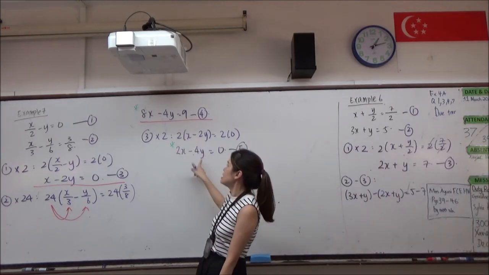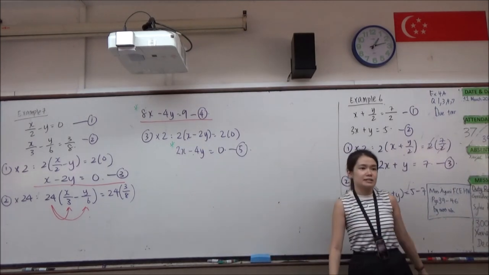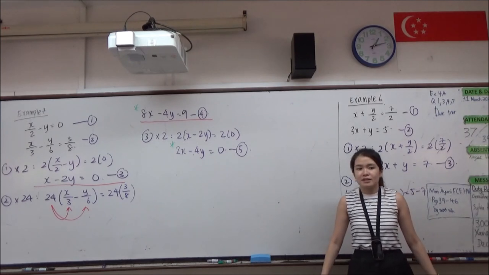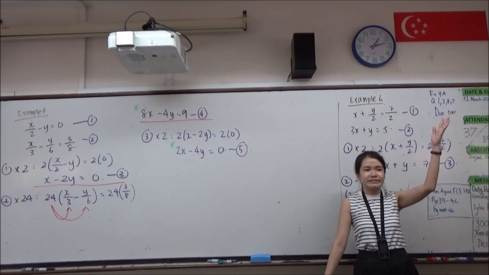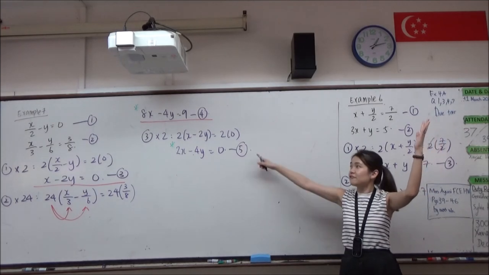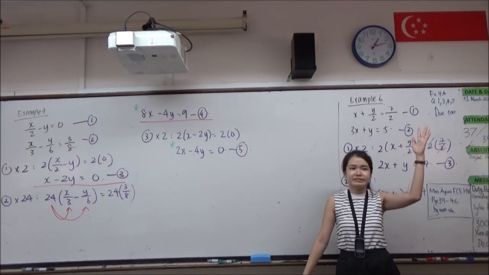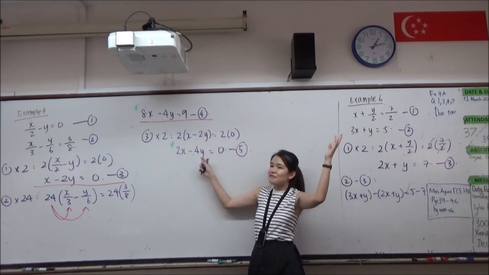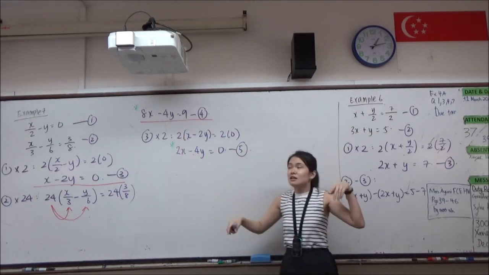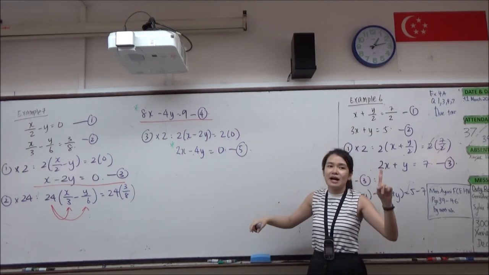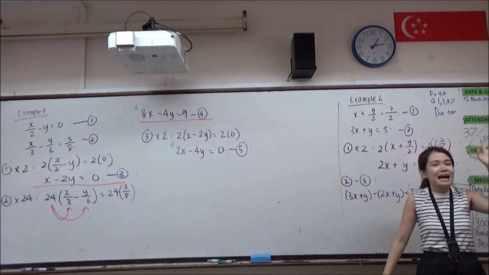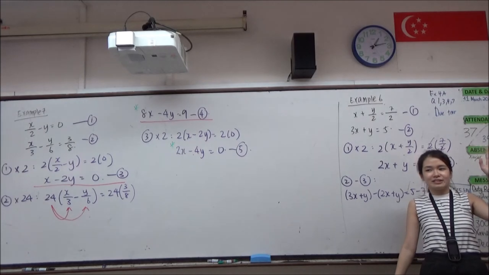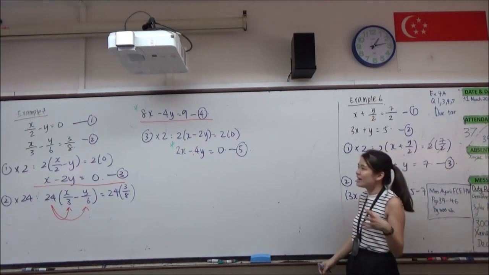So now equation 4 and equation 5, what do we need to do next? Equation 4 plus that, or minus that? Between 4 and 5, the green ones. We're trying to eliminate y. Who says minus? Who says plus? Maliki still says plus, 5.